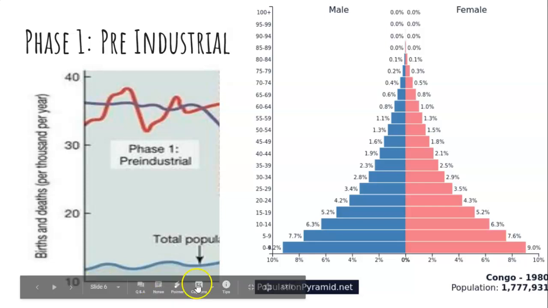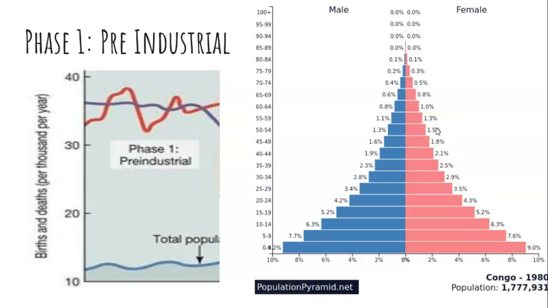You can see it has a very high number of babies, a high birth and fertility rate, but as you can see, there are big declines in the number of people going from 0 to 4 to 5 to 9. So you have a high infant mortality. And as you can see, the population pyramid is concaving in, bowing inwards, and that suggests that people are not living very long.